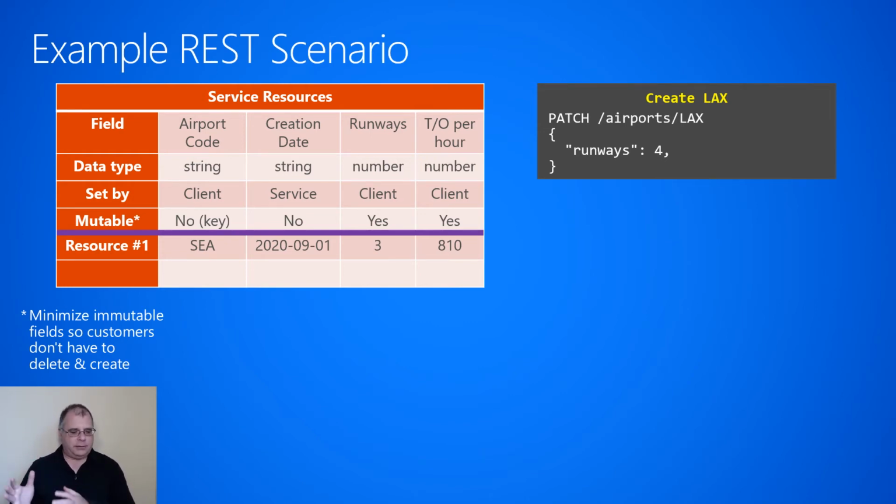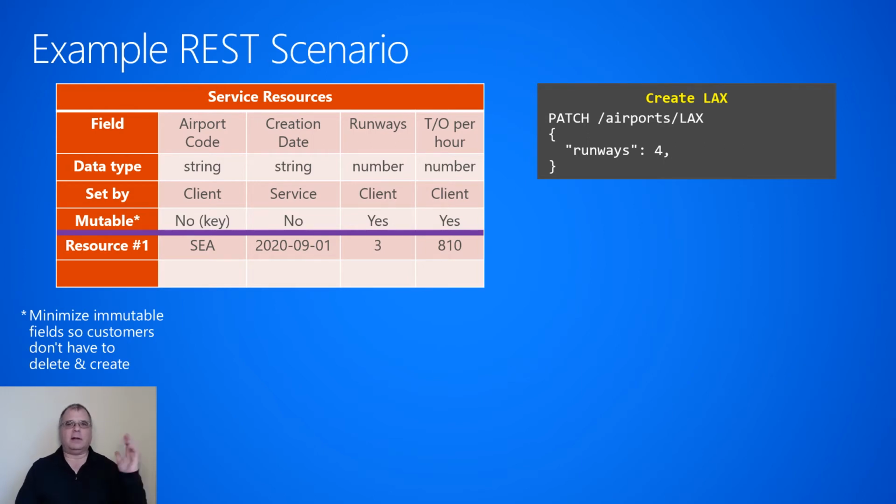So try to minimize the use of immutable fields. All right, so I already have a resource that's inside this table, this collection, if you will. SEA is the airport code for Seattle Airport. And let's say it was created on September 1st of 2020. It has 3 runways, and the number of takeoffs per hour is about 810.